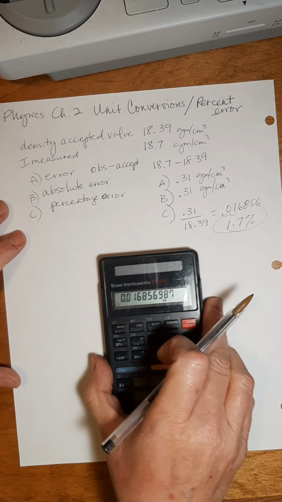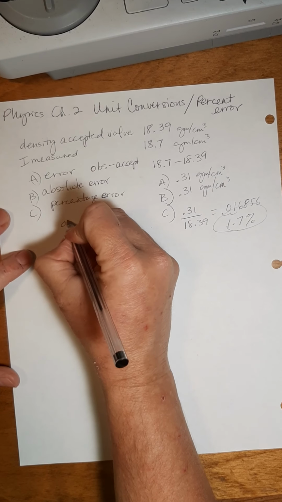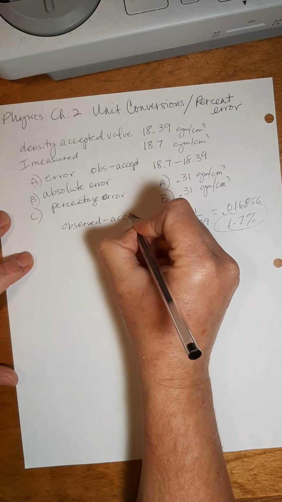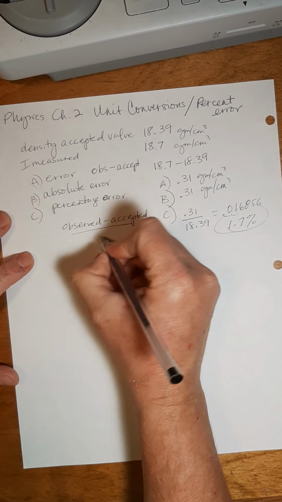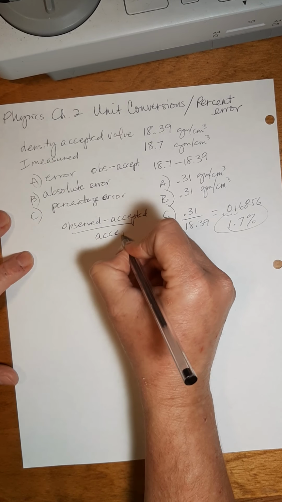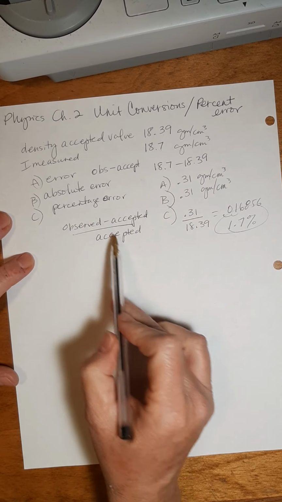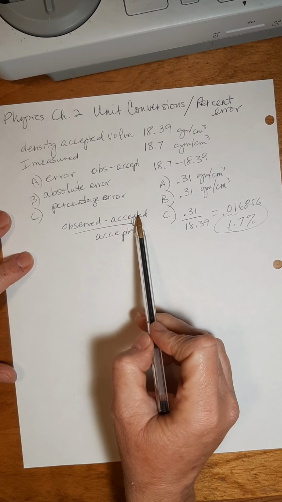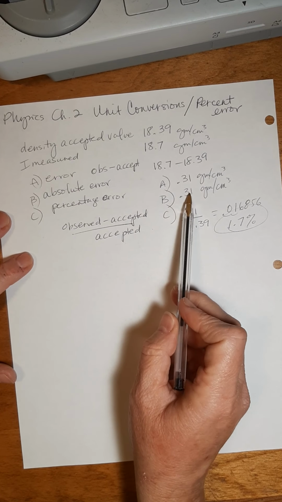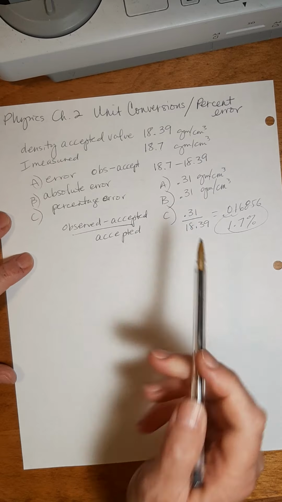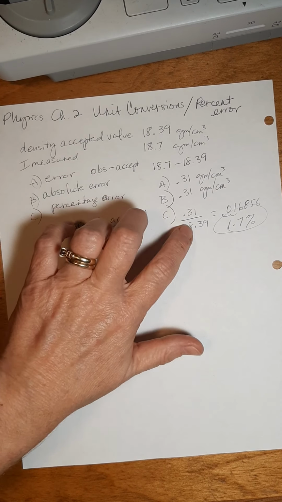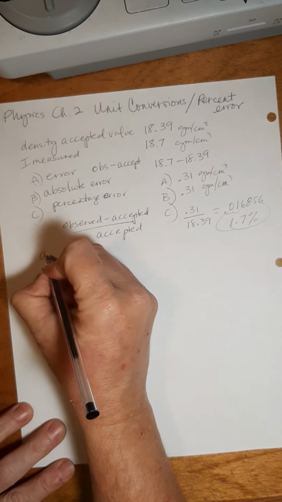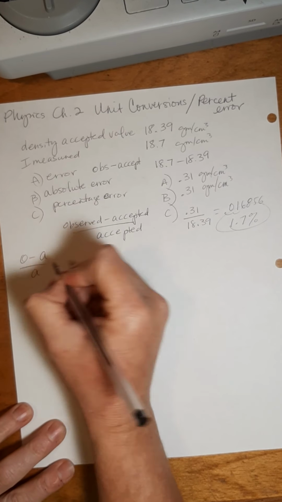So those are pretty nice. Just remember the formulas. Observed or measured minus accepted over accepted, as far as to go ahead and find a percent error. Error is just observed minus accepted. Absolute error is the absolute value of it. And then C, you actually plug in the whole formula and divide by what's accepted. My little abbreviation that I do is O minus A over A.